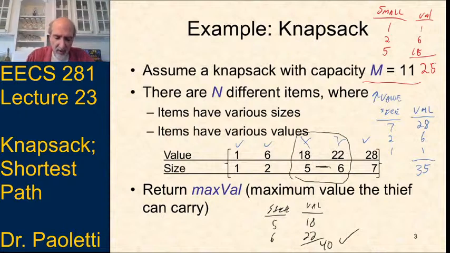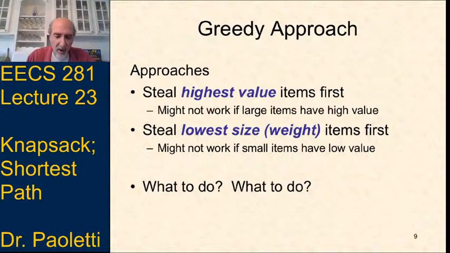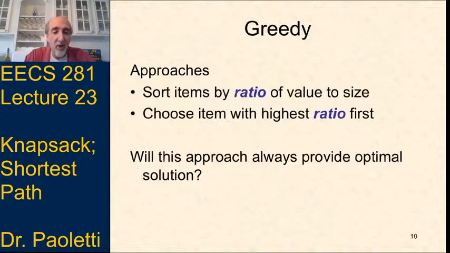Let's go back to where we were. What about a different way of being greedy? We said before that taking the highest value might cause problems, and the small size might cause problems. What if we use both numbers? What if we figure out the ratio of the items and pick the highest ratio first? That way we're not ignoring half of the data.